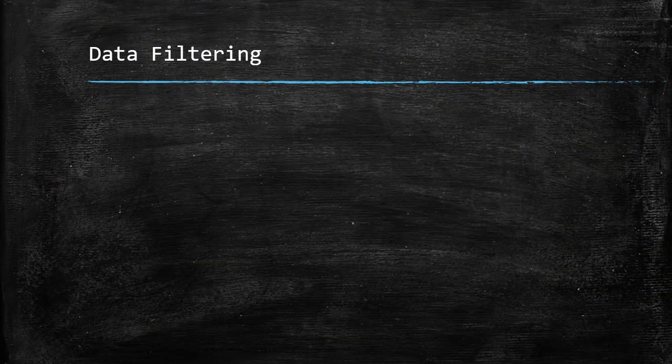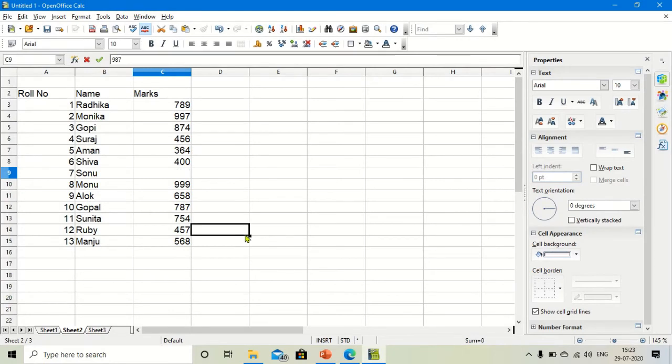Data filtering. So what does filtering mean? We need to display those records which match some conditions. Let's see. I'm going to select these records.